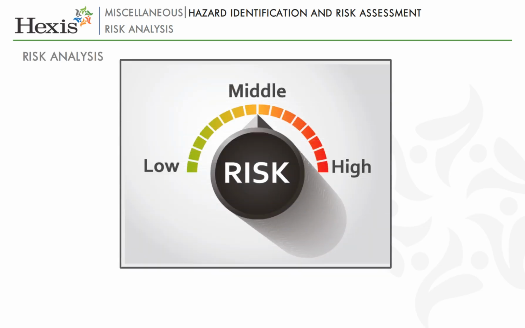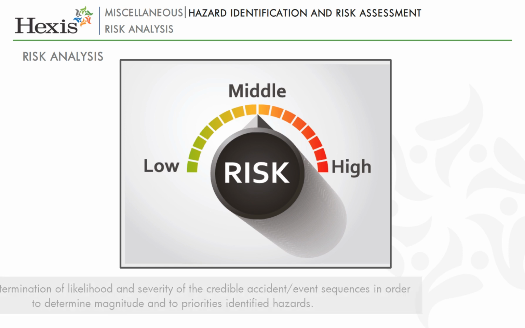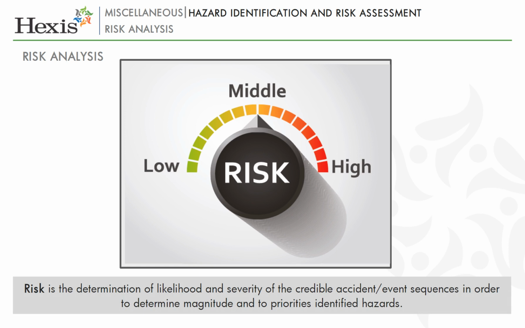Now that we have learned and understood about hazard identification and its process, it is time to move on to the next step, which is risk analysis. Let us now delve deeper into the topic of risk analysis and how it is done. Risk is the determination of likelihood and severity of the credible accident or event sequences in order to determine magnitude and to prioritize identified hazards. It can be done by qualitative, quantitative or semi-quantitative method. Let us look at each in detail.